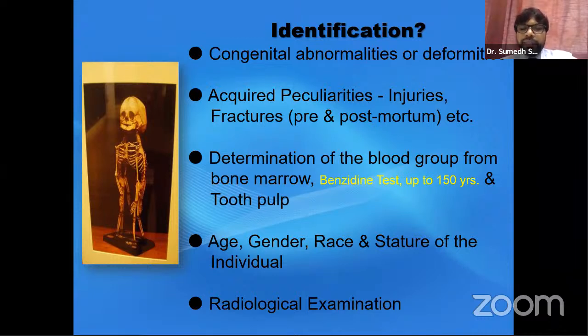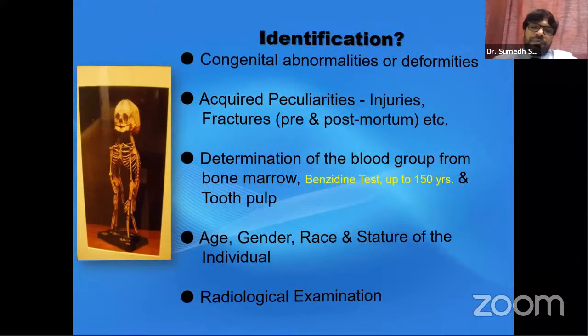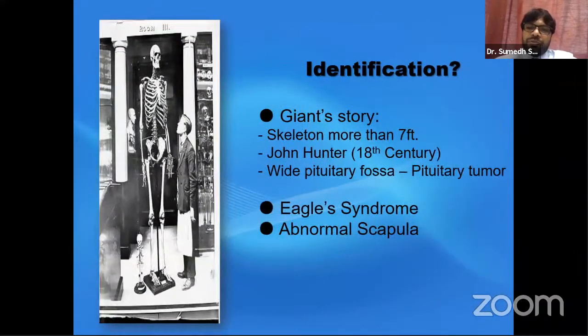And finally, the radiological examination. If anomalies are there, and you take radiographs of certain anomalous portions, whether that is acquired or congenital, congenital means since birth, you can easily comment after a radiological examination.